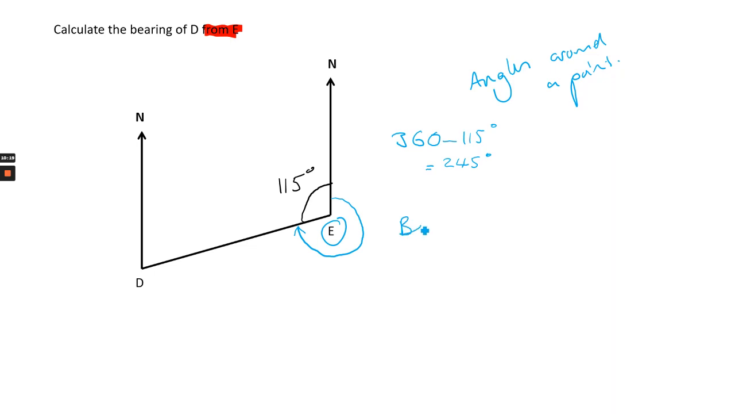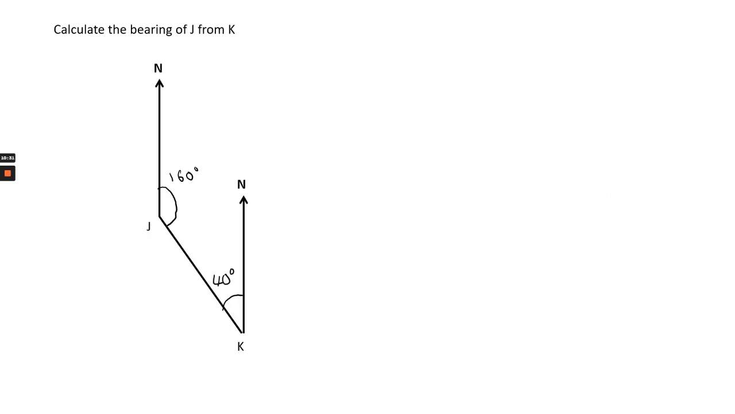And so the bearing of D from E is 245 degrees. One last question. I want to calculate the bearing of J from K.